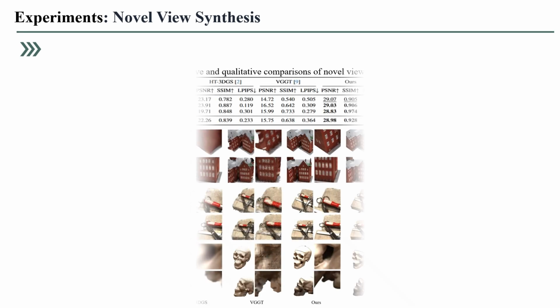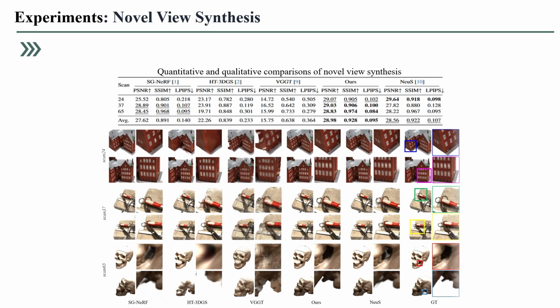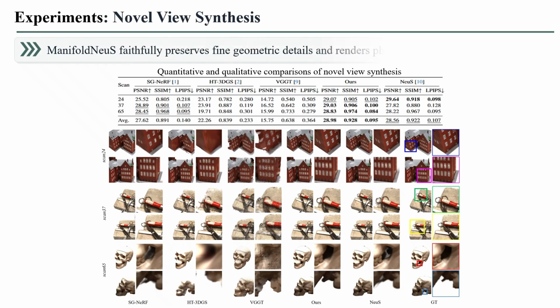We also evaluate novel view synthesis. The results demonstrate that better pose and surface consistency lead to more reliable rendering from unseen views. Compared with the baselines, our method reduces structural artifacts and produces sharper, more geometrically consistent renderings.